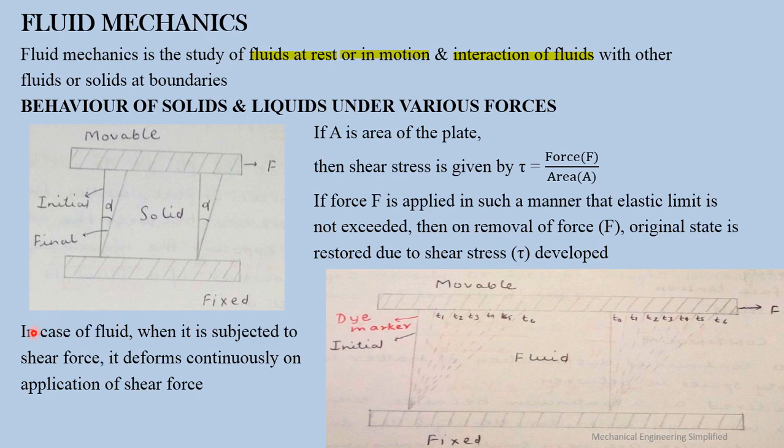But in case of fluid, it is not like this. In case of fluid, this is a movable plate, this is a fixed plate, and again there is applied this force F, but now in between these two plates there is fluid. When we apply this force, these plates continuously move, which means the fluid deforms continuously on the application of shear force. This happens in the case of fluid, but in the case of solids, when the elastic limit is not exceeded, then on the removal of force, the original state is restored due to shear stress.